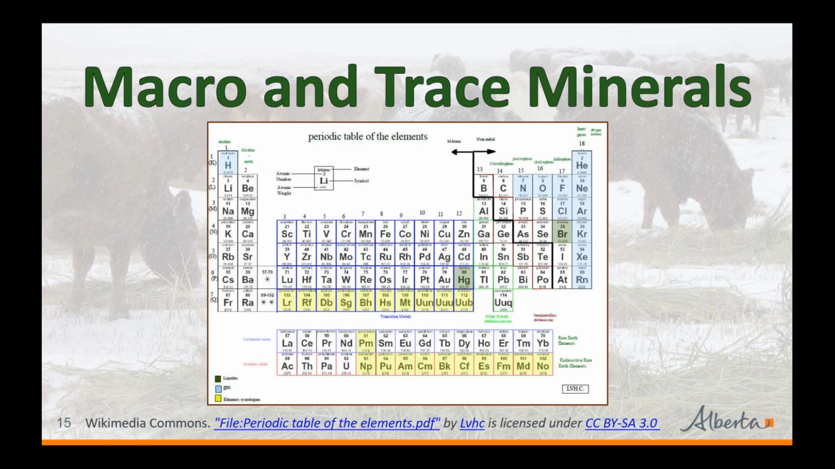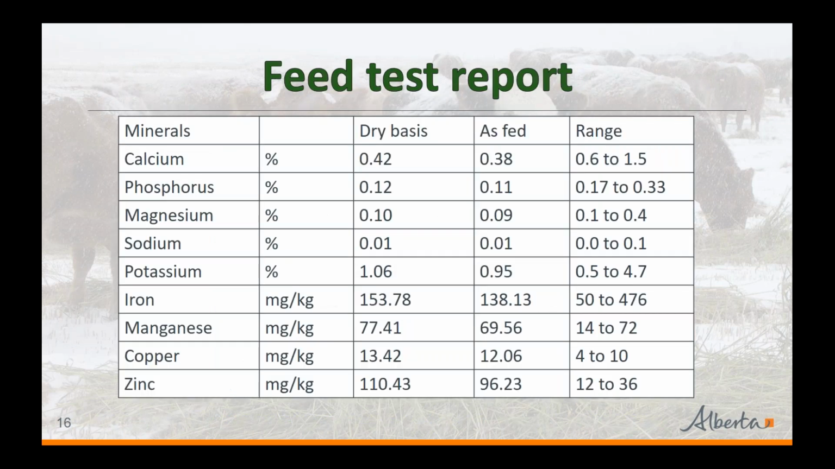Macro and trace minerals. This is one where, no different than the proteins and energy requirements, each animal has a different amount required on a daily basis, and it's difficult to give you an exact answer on this one right at this time, but it's something that we can go through and talk about as far as ranges go. So on this feed test report, calcium 0.42, phosphorus 0.12, that tells me that this feed probably had someplace around 25 to 30% legume in the mixture. The field itself is probably something that could use a good dose of phosphorus fertilizer to increase that phosphorus level.